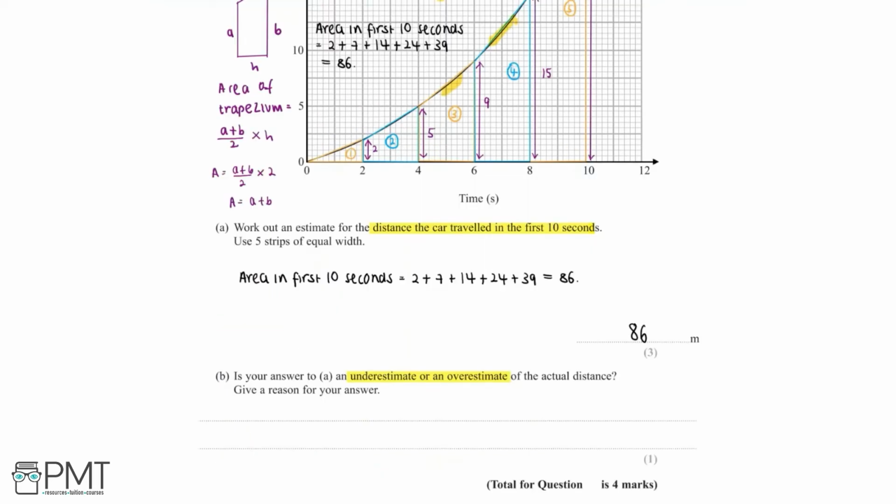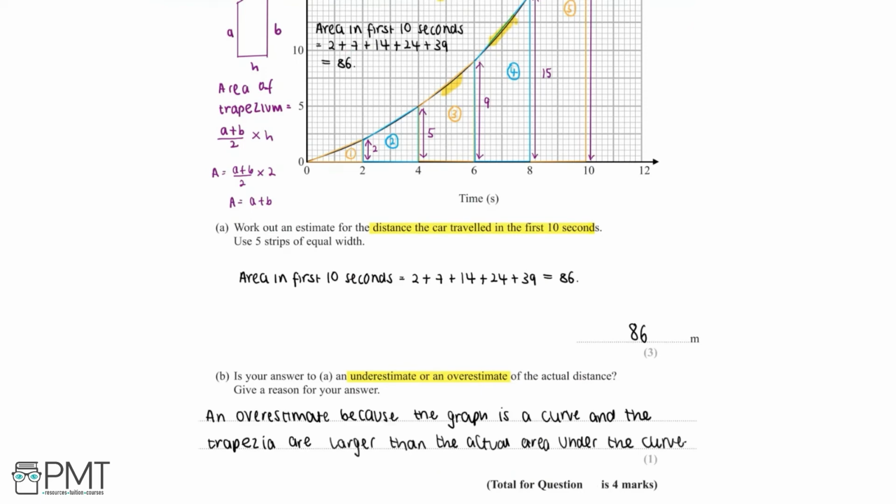And so we can write this down with an explanation below. And so we've concluded that our answer to part A is an overestimate of the actual distance because the graph is a curve and the trapezia that we drew are larger than the actual area under the curve. Now this question is worth 4 marks.